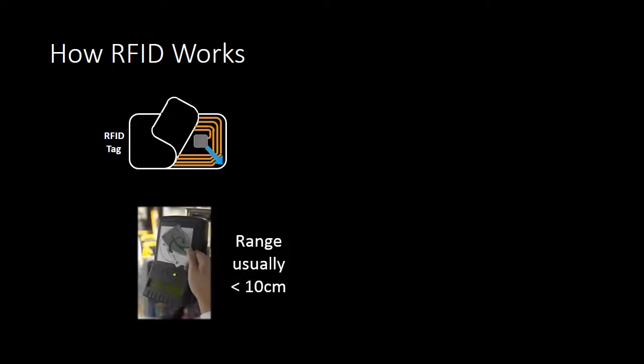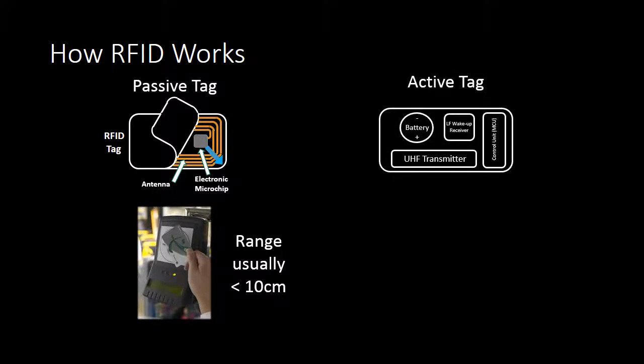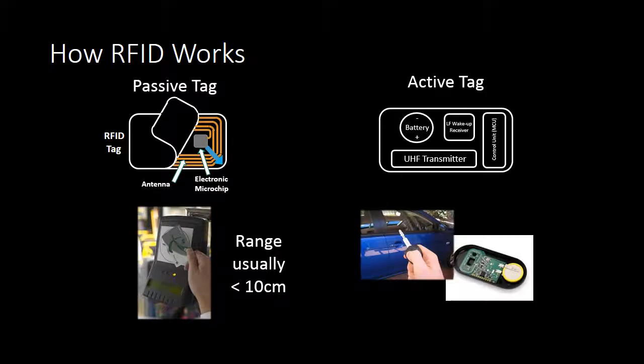Unlike RF tags, RFID tags work over much shorter distances, usually less than 10 centimeters. Simple RFID tags are described as being passive, which contain just an antenna and a microchip. They work entirely by responding to the radio waves from the reader, which powers the chip in the tag and also initiates the communication.